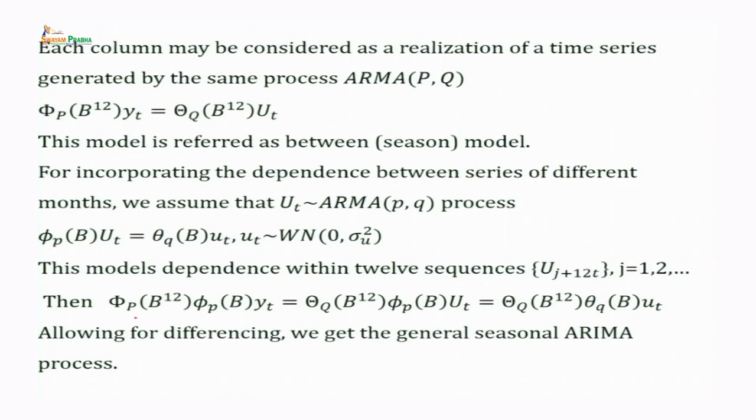Then your final model is phi_p(B) capital Phi_P(B^12) Y_t equal to theta_q(B) capital Theta_Q(B^12) u_t. Then allowing for differencing, we get the general seasonal ARMA process. Here we have not taken any difference, but if you have non-stationarity also, then we allow for differencing, and then we get seasonal ARMA processes.